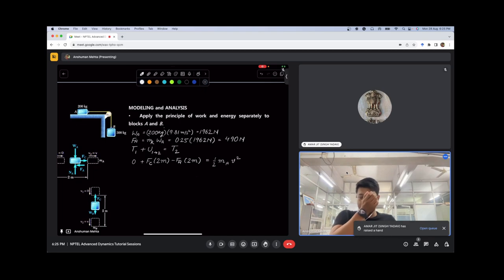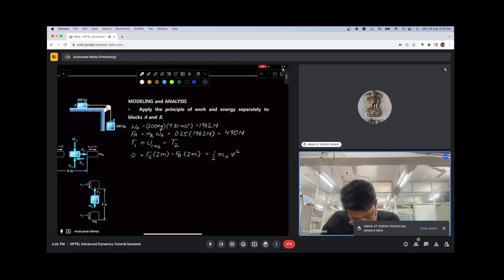So this potential energy will have two terms because two masses are moving, hence like this. And now WP.